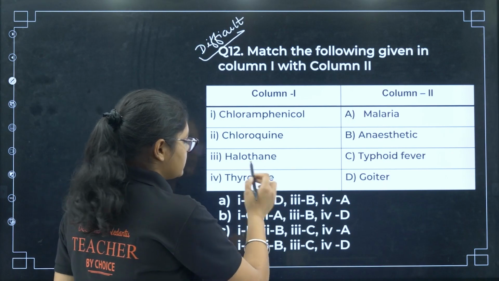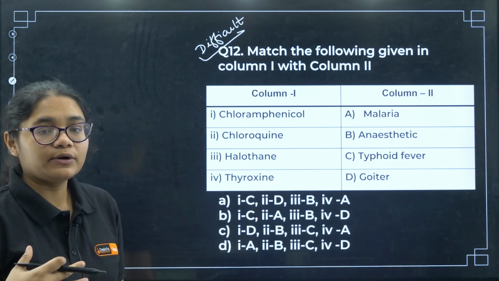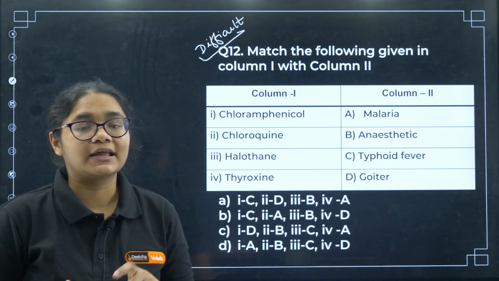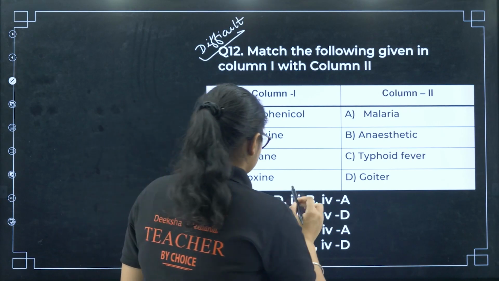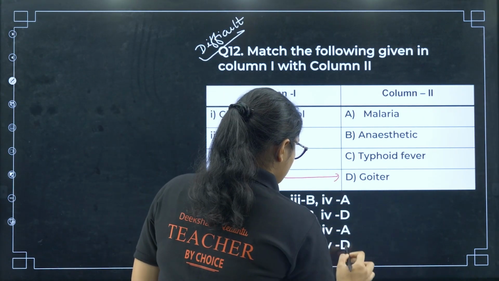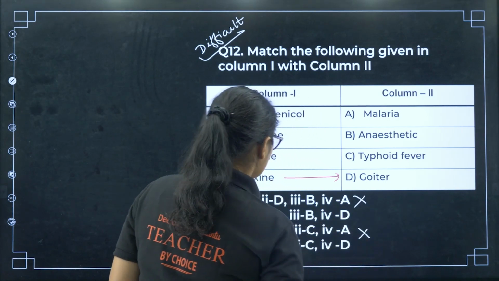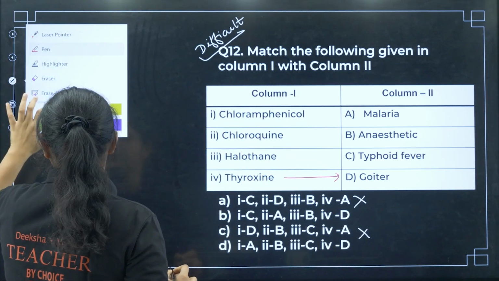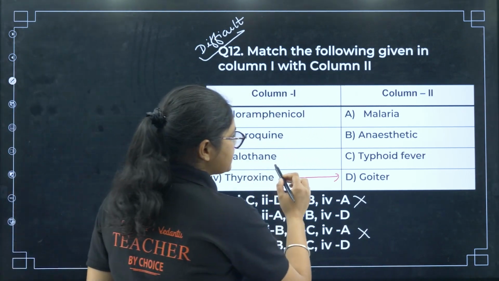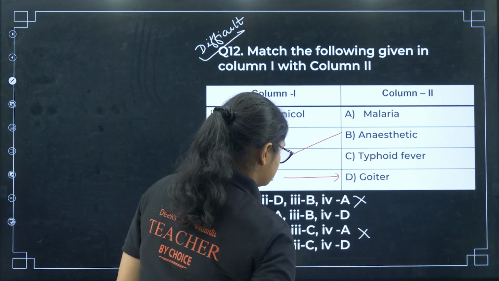Like for example, I know thyroxine will cause what? Iodine deficiency, and iodine deficiency can lead to goiter. So 4 will be D. So for D I have 2 options, so I can eliminate this one. Okay. Next, if you see halothane, halothane is used as an anesthetic, so 3 has to be B.